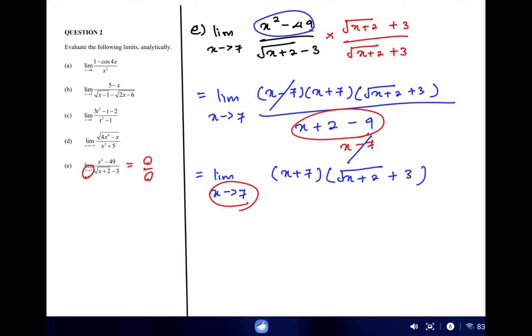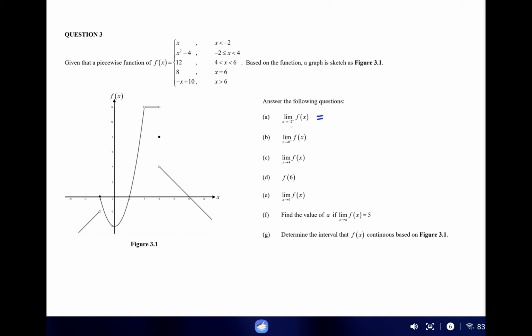Okay, so now looking at question 3. It's given in terms of a piecewise function and a graph. So you want to find the limit as x approaches negative 2 from the right. We can see here this is the line negative 2. When approaching from the right, you must see this one and stop here. So this one is 0. So 0 is your answer.